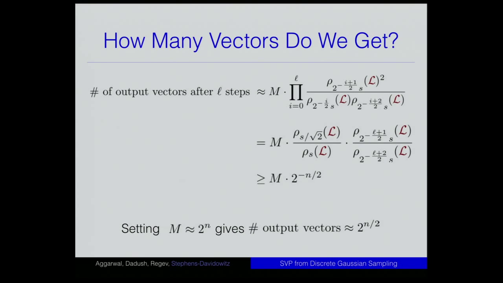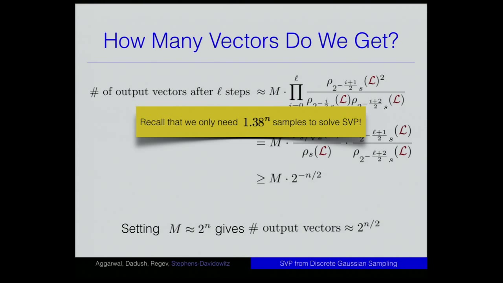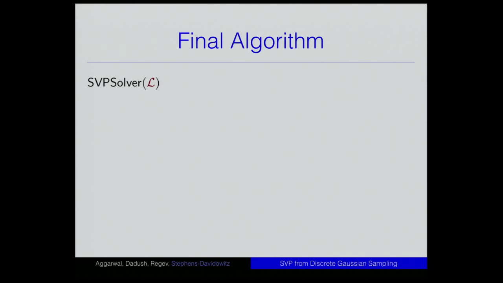Now, if I start out with 2 to the n vectors, which I need to start out with, at the end I'll get 2 to the n over 2 vectors. And remember something that I told you earlier that you probably forgot: we only need 1.38 to the n samples to solve SVP. 2 to the n over 2 is greater than 1.38 to the n. So as if by magic, we've solved the problem. That was probably a little fast. Let me show you the final algorithm.